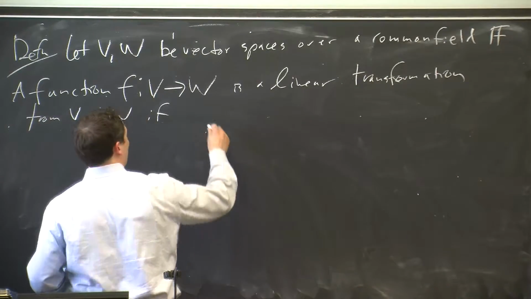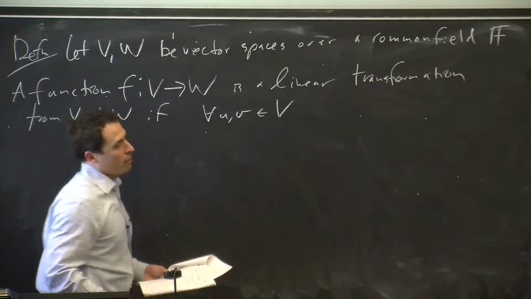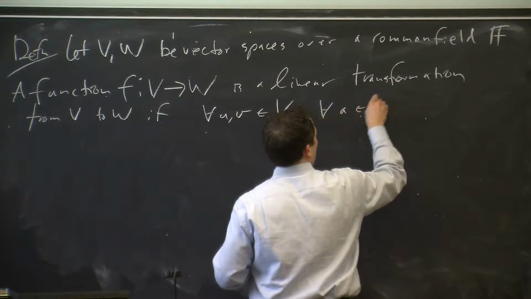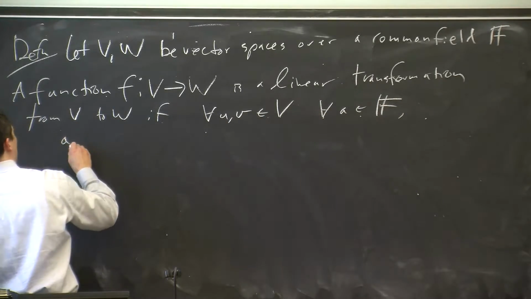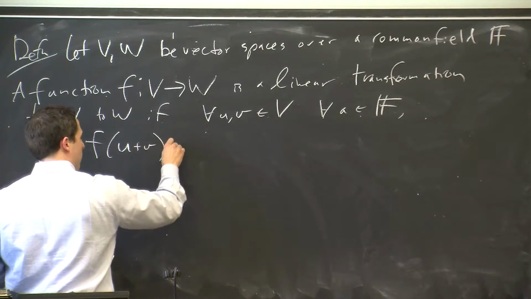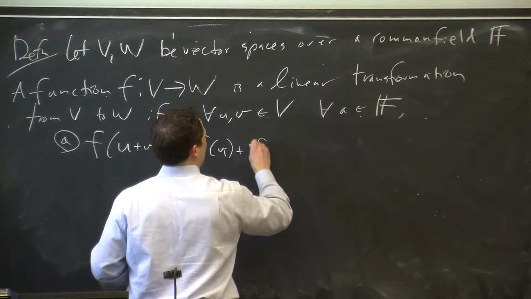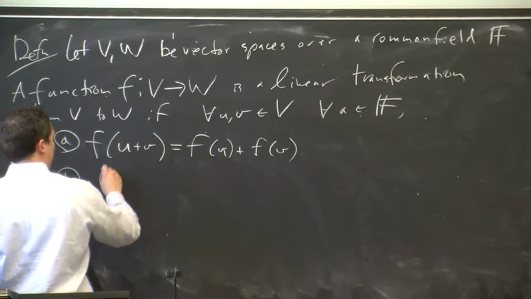if, for all u, v in the domain vector space and for all a in their shared field, we have that this function is a group homomorphism, it preserves addition, and secondly, that it preserves scalar multiplication.